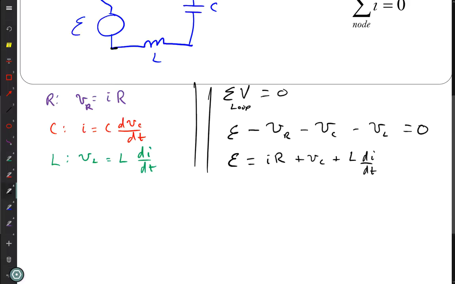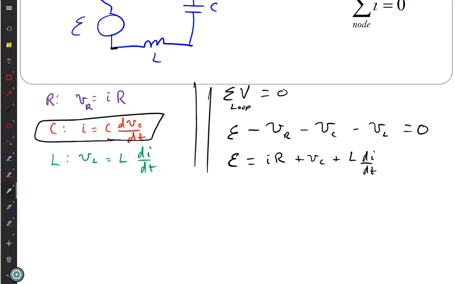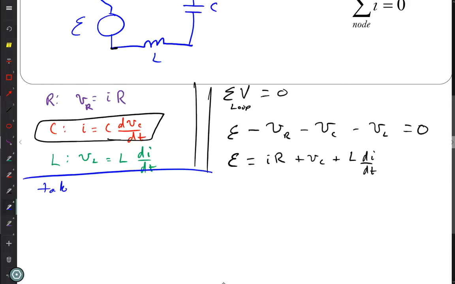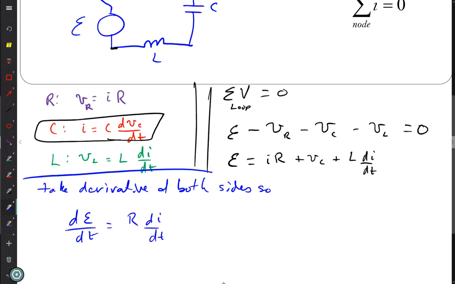Now, if you look at this, I can take the derivative of everything and then make a substitution for the voltage capacitor, because voltage capacitor was in a derivative form relating to current. Because I want to get one variable. Right now I have two, voltage capacitor and current. And so I'm going to take that equation and take the derivative. If I take the derivative of VC with respect to time, that's current over capacitance.